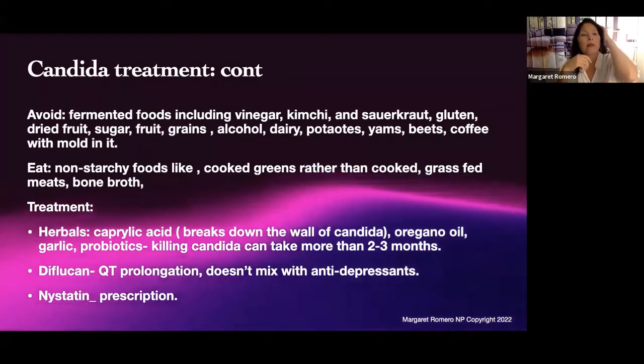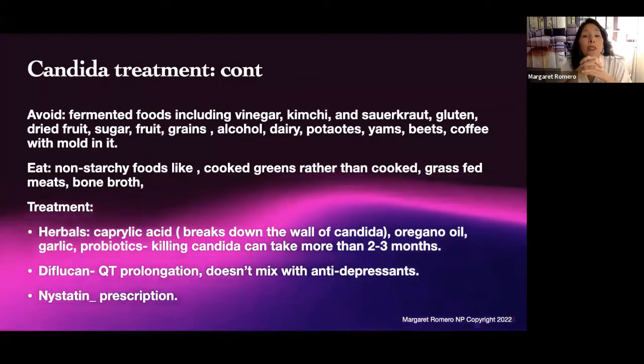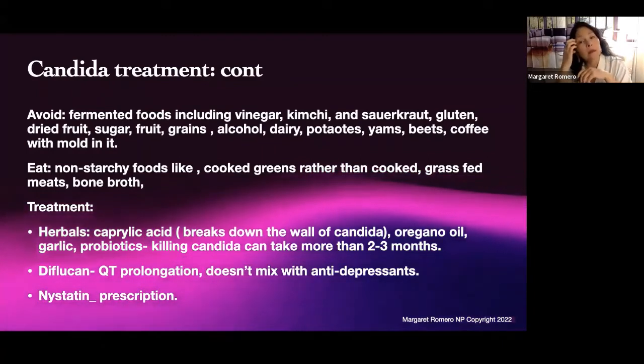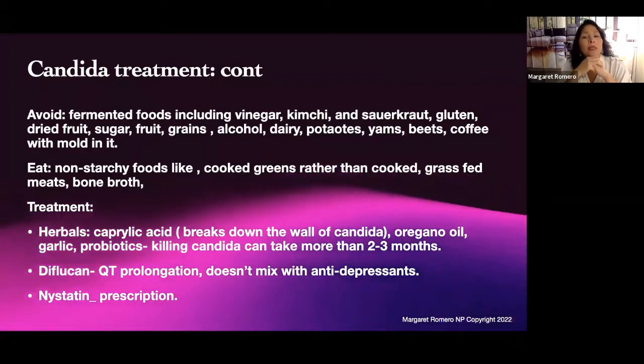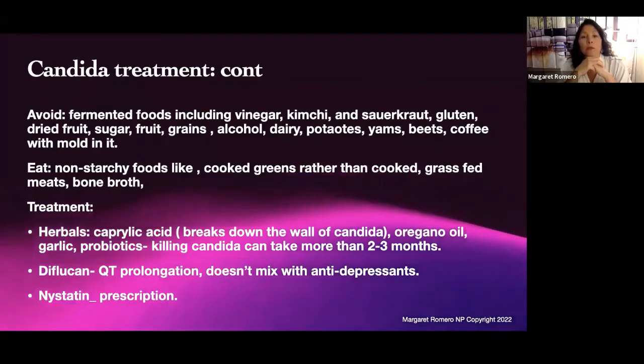So treatment here. Caprylic acid actually breaks down the wall of Candida. Oregano, garlic, probiotics. And you may need to, like I said, treat this for even up to 3 months' time.